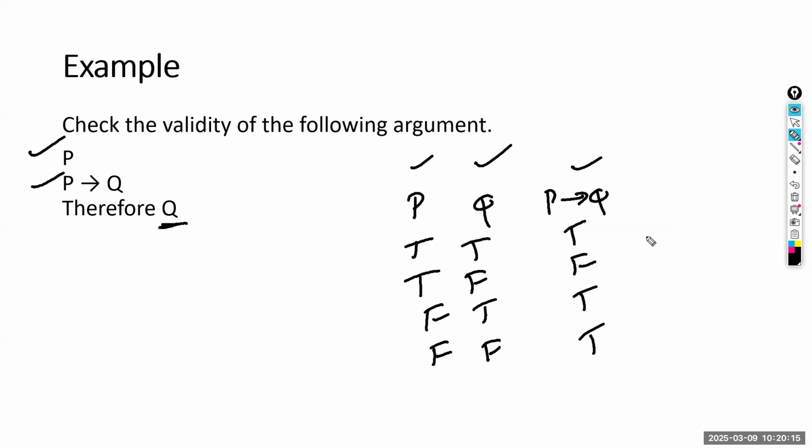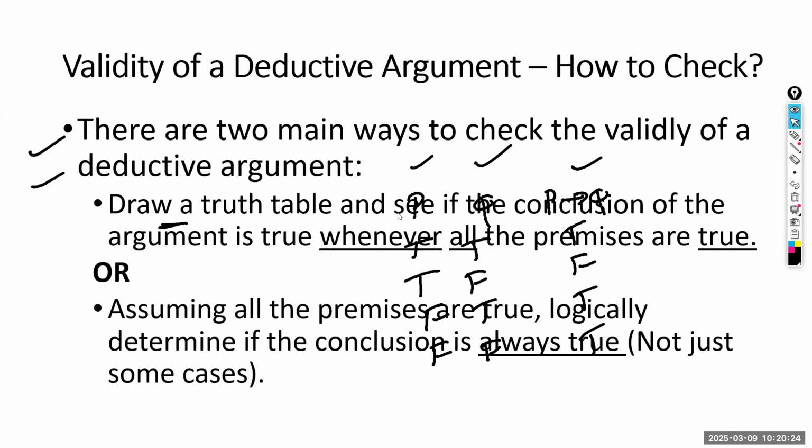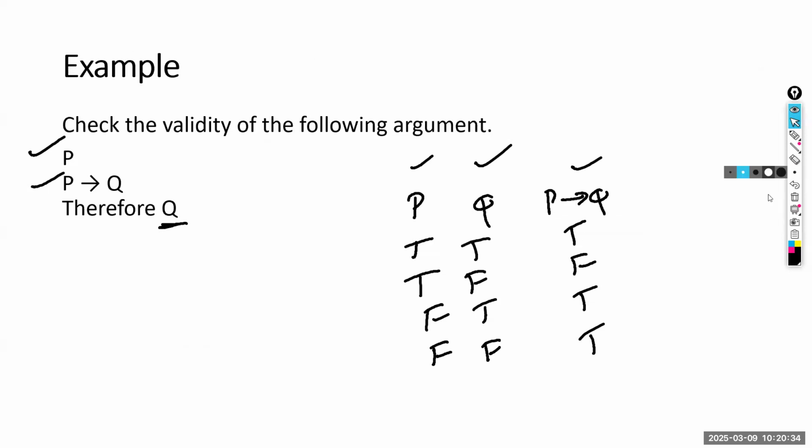Now look at the statement. How do you check whether this statement is valid? Draw a truth table, we have done. See if the conclusion of the argument is true whenever all the premises are true. So what are the premises? The premises are P, this is a premise. The second premise is P implies Q. So whenever all the premises are true, this is true, this is true.